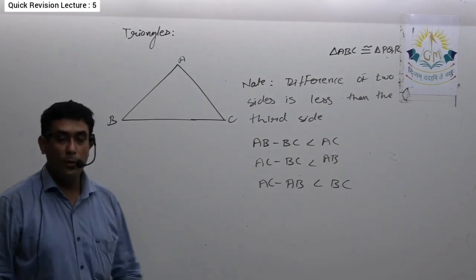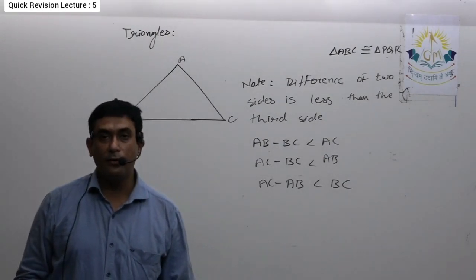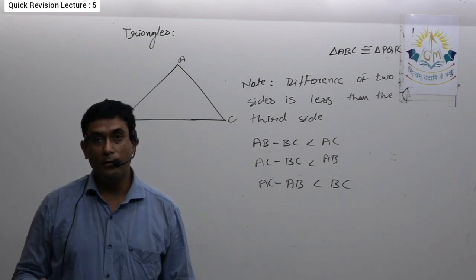So this is all about lines and angles and the triangles. Now in the next lecture we will start quadrilaterals.